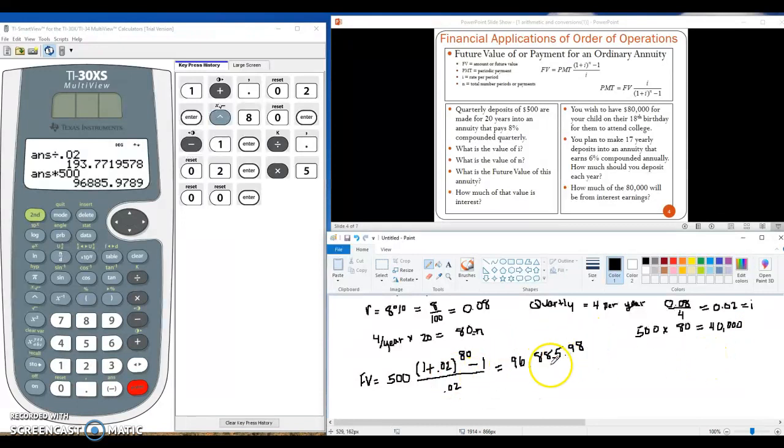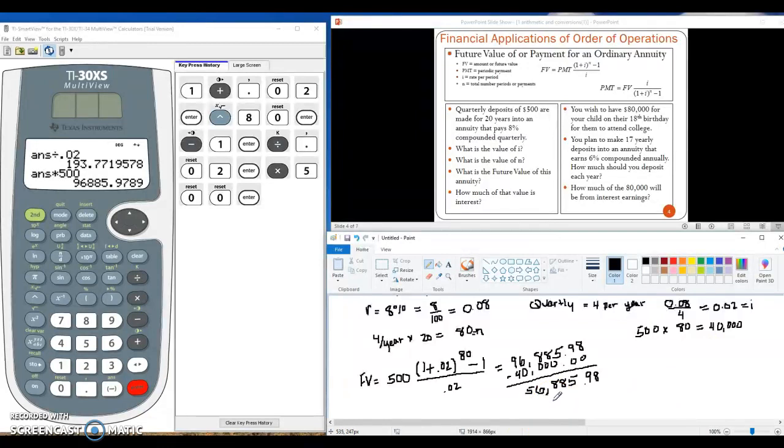So I'll take the total amount of the annuity and subtract the amount that we contributed, the $40,000. And that leaves me with $56,885.98. Still pretty amazing. We more than doubled our contributions over the course of the 20 years.